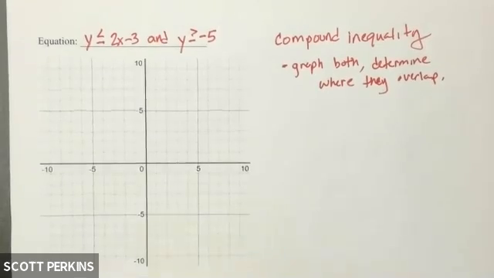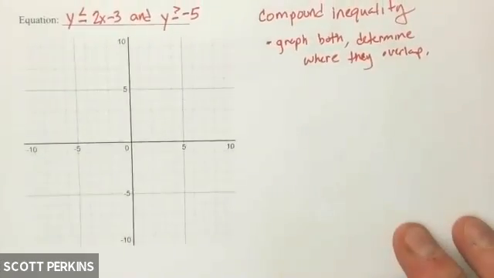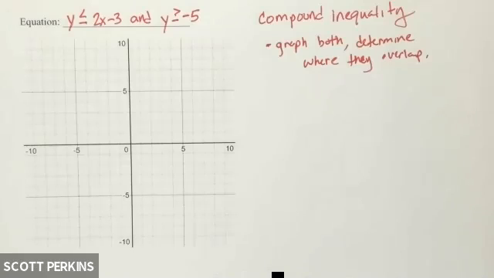So basically, it's a 2-for-1 problem. I'm going to put one of these on your test. It's simply a 2-for-1 problem. You're going to do 2 graphs on one grid, and then you're going to see where they overlap.